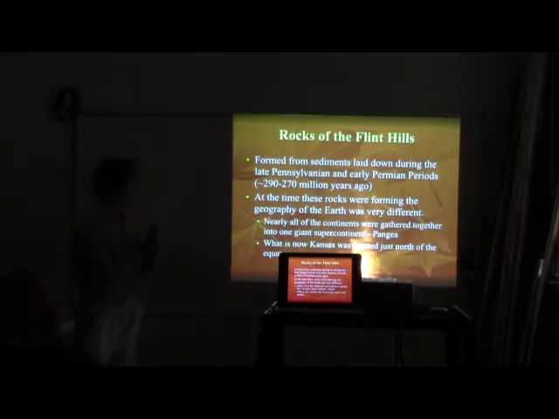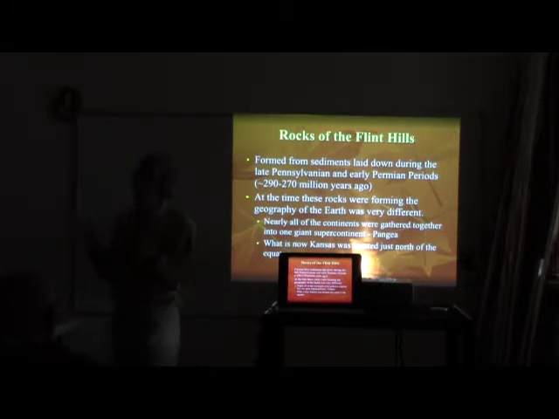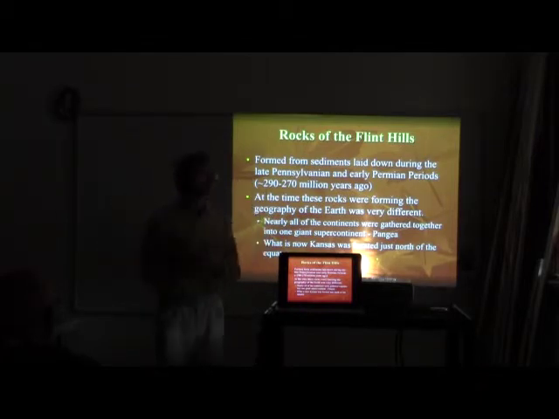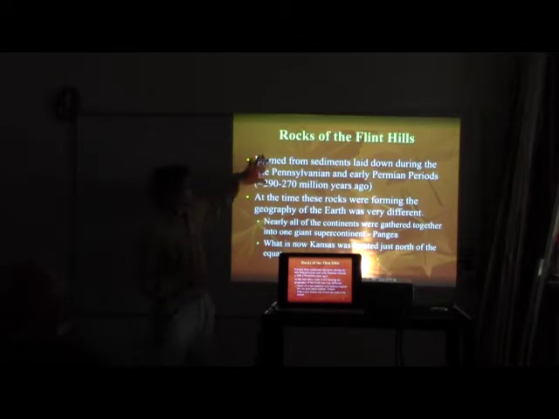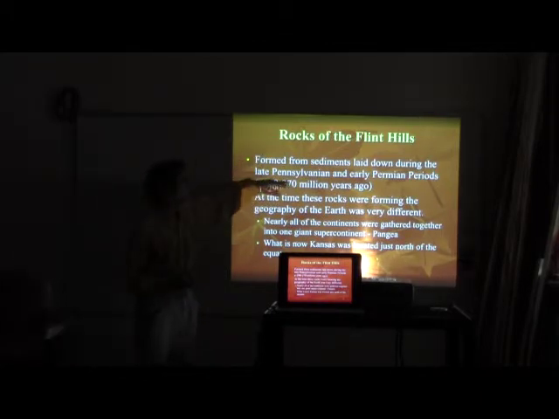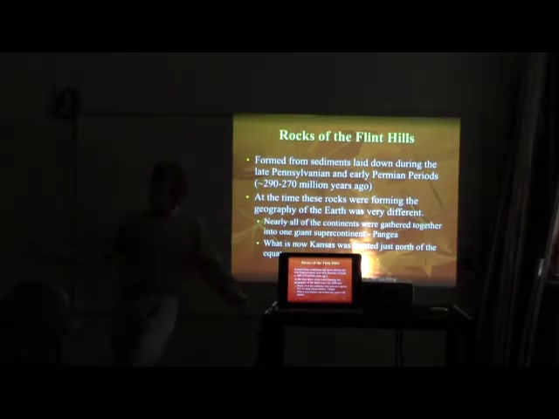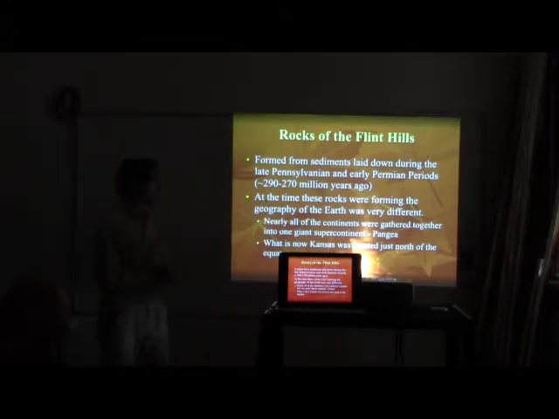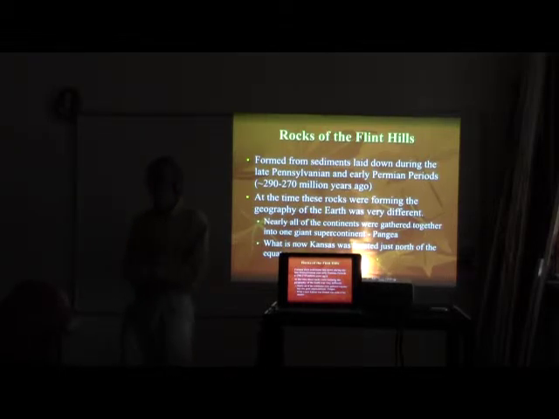All right, so I want to say a few general things about the rocks themselves and what their broad scale environmental interpretations are. As I said, these rocks were formed during the late Pennsylvanian or early Permian, about 270 to 290 million years ago. What was the world like then? That's a question people have. What was the world like 280 million years ago? It was a very, very different place.